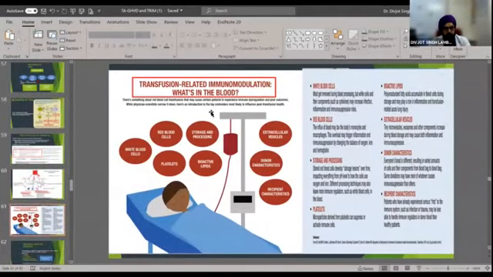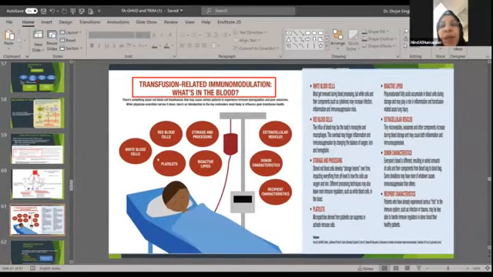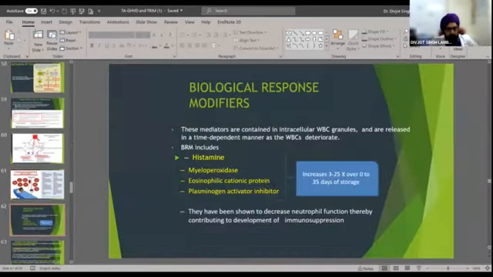So what in our blood causes TRIM? There are various factors: red blood cells, platelets, bioactive lipids, storage, processing, donor characteristics, and recipient characteristics would also affect it.